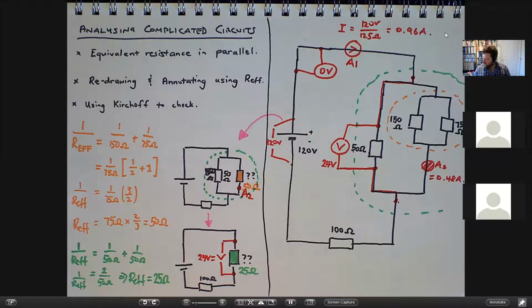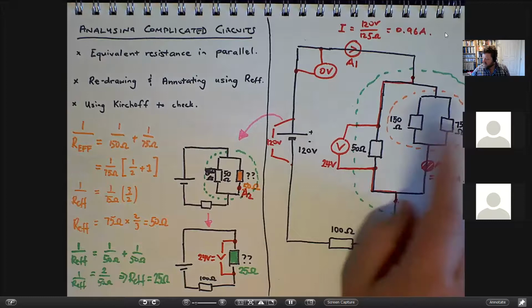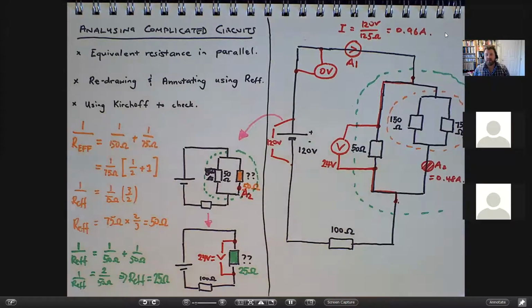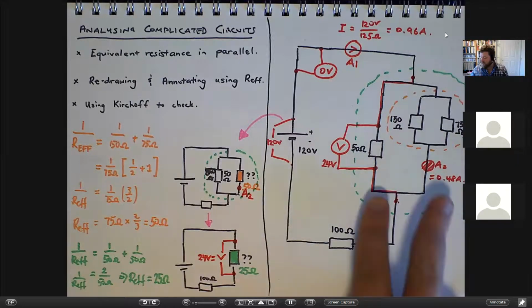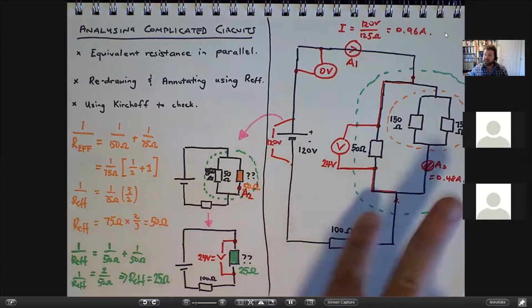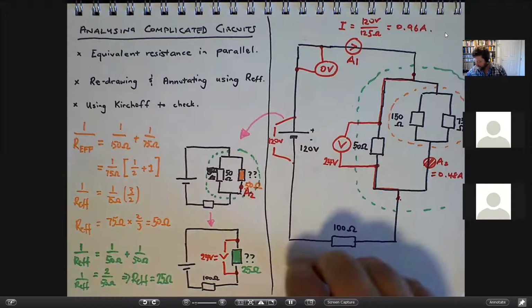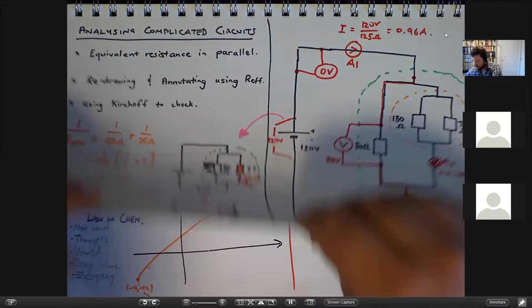What would we do if we weren't able to work out that 0.48 by just halving things? That's the only sort of thing we've got left. So I'm going to do a slightly simpler diagram just so we can focus on that one question of what happens when these currents split unevenly.